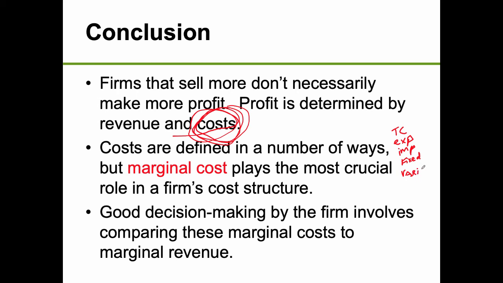But the number one most important cost that we will be looking at is marginal cost. Marginal cost plays the most important role in a firm's cost structure. Marginal cost is the change in total cost as you change your output. And we'll be spending a lot more time in the next few classes looking at this marginal cost. Good decision making by the firm involves comparing marginal costs to marginal revenues. It involves comparing the additional cost of production to the additional revenues that you receive when you sell that stuff that you're making.